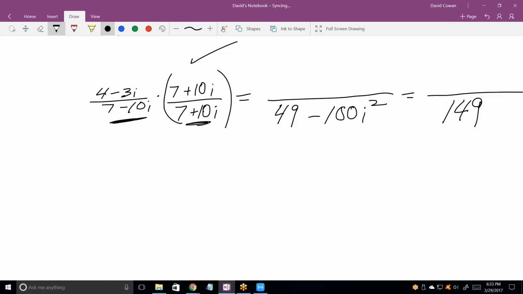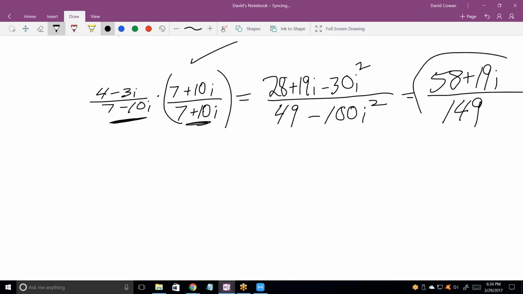149. Let's multiply the numerators. I'm going to FOIL the two numerators. I'll do it real quick. 28. Let's see, minus 21i plus 40i is plus 19i. And then minus 30i squared. Simplify the numerator. 58 plus 19i. Good. And there's your answer.